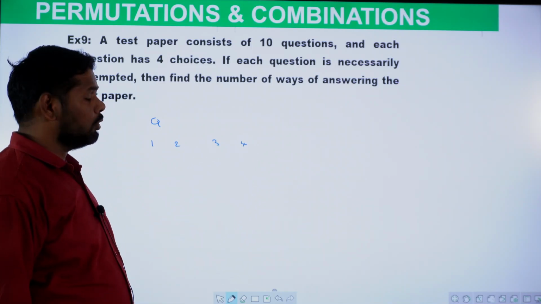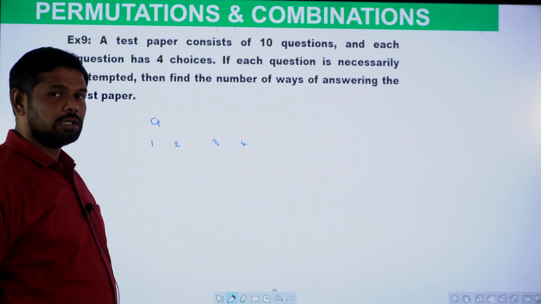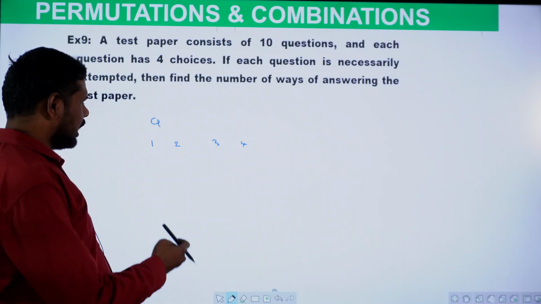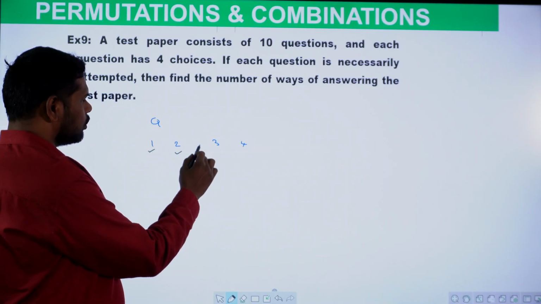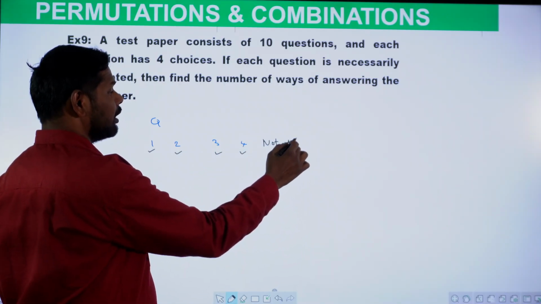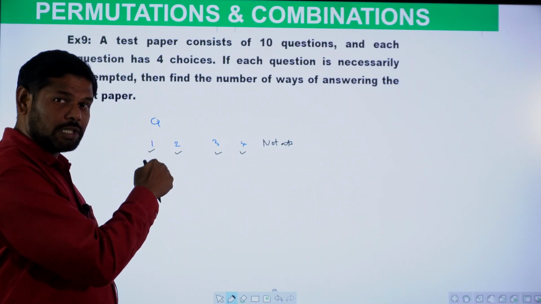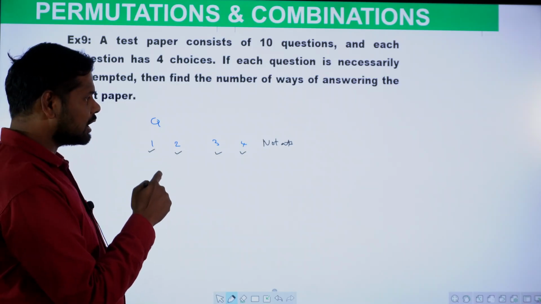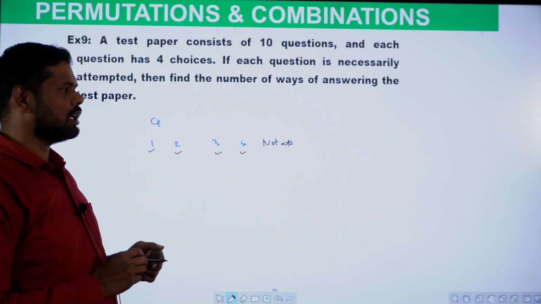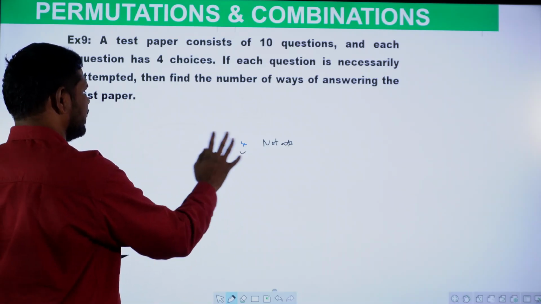How many ways can you answer a question? Generally we think 4, but actually 5. I choose either 1, 2, 3, 4, or not attempted. Yes, not attempting is also an option. That's clear. So a question having 4 options can be attempted in 5 ways actually.